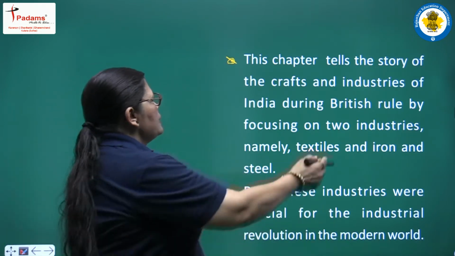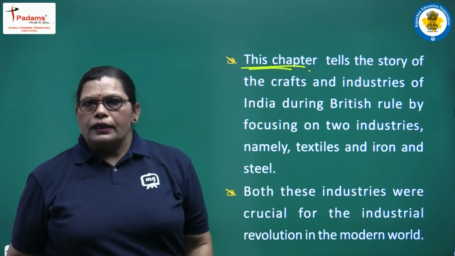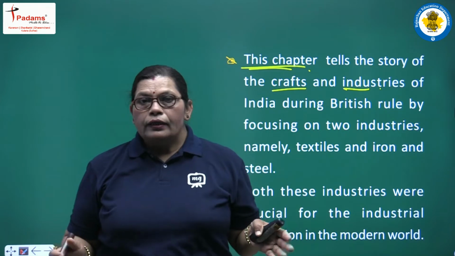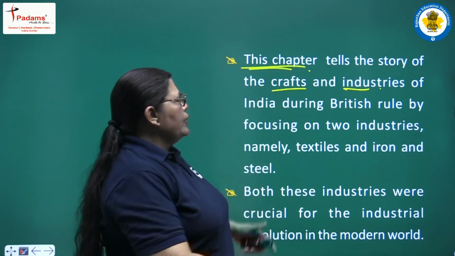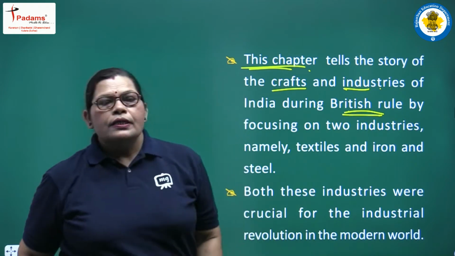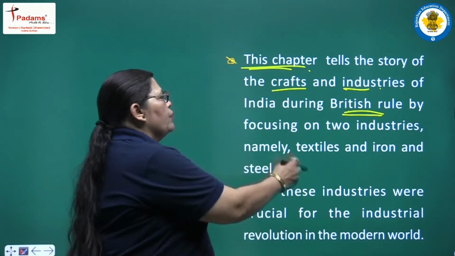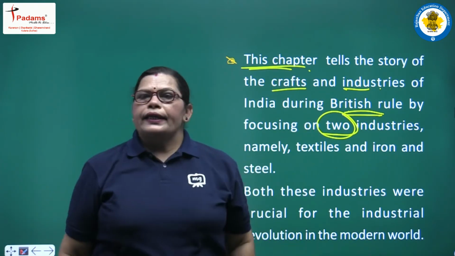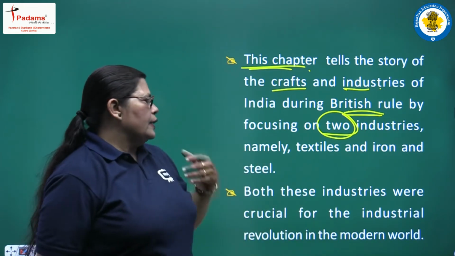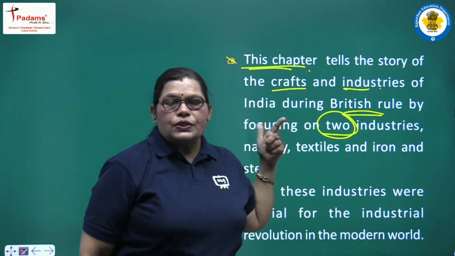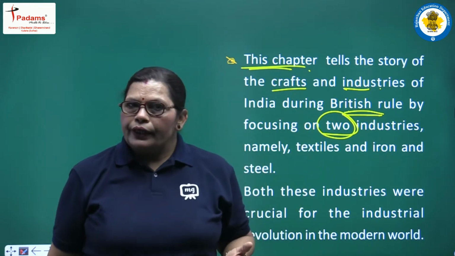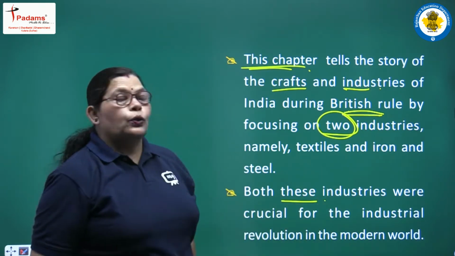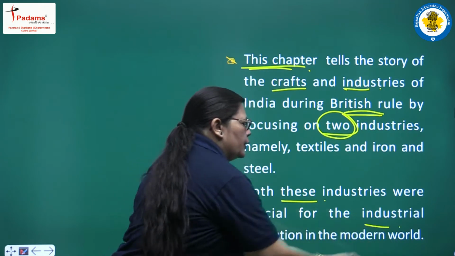So what happens in this chapter? This chapter tells the story of crafts and industries of India during British rule. Yes, we will discuss the crafts and industries during British rule by focusing on 2 main industries, as we just discussed: the textile industry and the iron and steel industry. When we are covering these 2 industries, students, we will cover them on the basis of India as well as on the basis of the world also. Both these industries were crucial for the industrial revolution in the modern world.